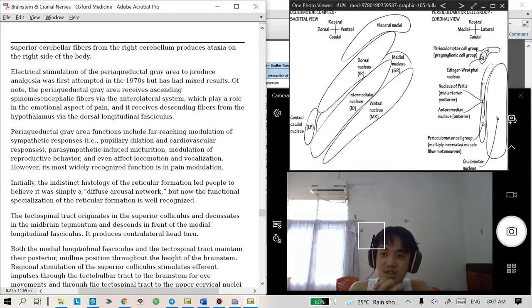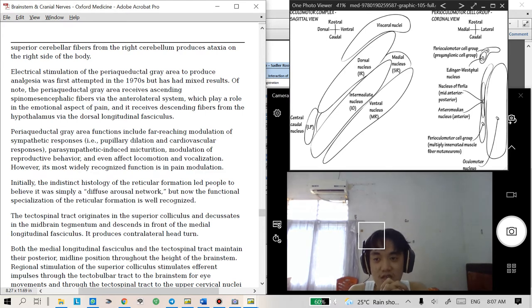Periaqueductal gray area functions include far-reaching modulation of sympathetic responses, for example, pupillary dilation and cardiovascular response. Parasympathetic induced micturition, modulation of reproductive behavior, and even affect locomotion and vocalization. However, its most widely recognized function is in pain modulation.